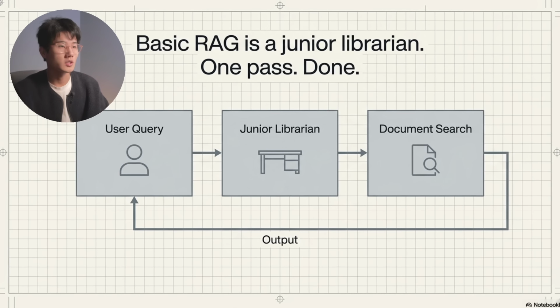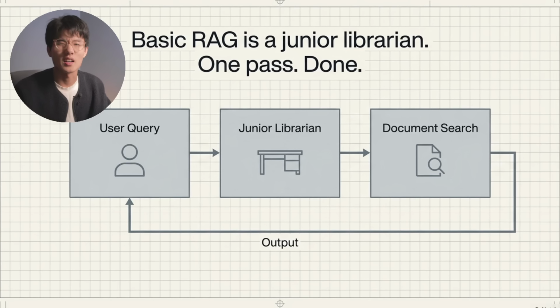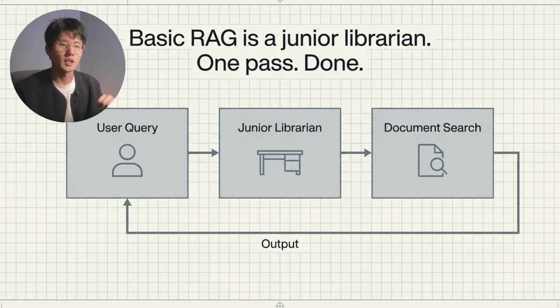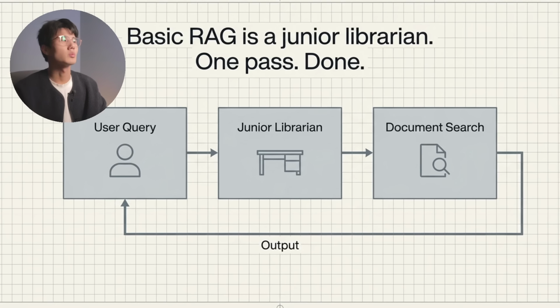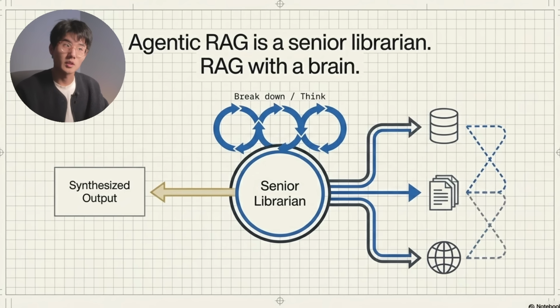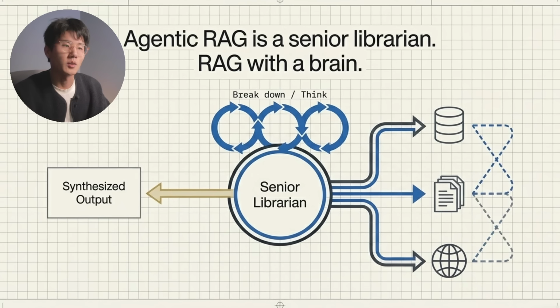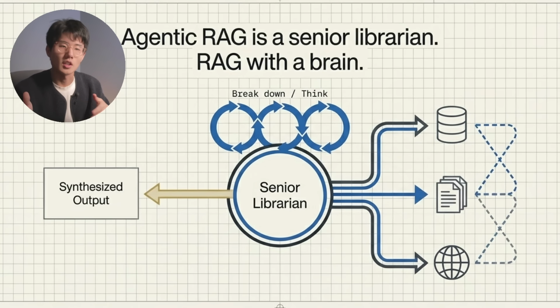Let's go back to the library one more time here. This will be quick because you already have the full picture here. So basic RAG is like a junior librarian, maybe part-time, who got hired a couple of weeks ago. You ask a question, they search, pull results, hand them to you, one pass, that's it, done. Agentic RAG, on the other hand, is like a senior librarian with years of experience. They think before they search. They break vague questions into smaller ones. They search, they check if the results are good enough, rewrite the search if it's not, maybe check a database for the numbers, cross-reference here and there, then answer. RAG with a brain, like a human.